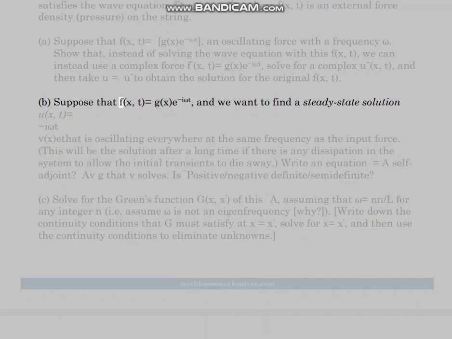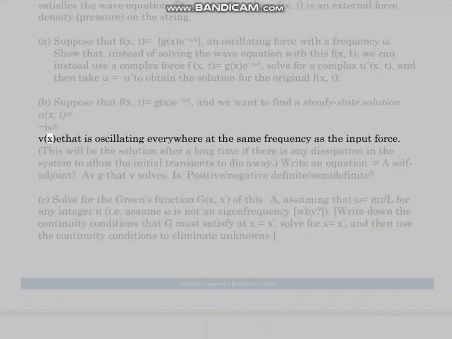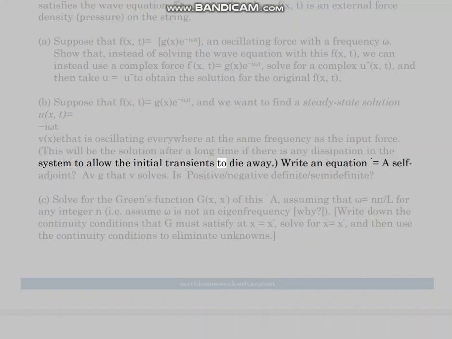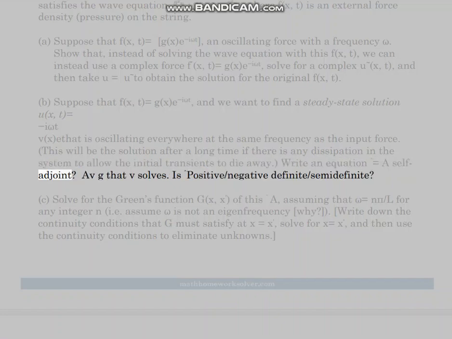B. Suppose that f(x,t) equals g(x)e^(−iωt), and we want to find a steady-state solution u(x,t) equals e^(−iωt)v(x), oscillating everywhere at the same frequency as the input force. This will be the solution after a long time if there is any dissipation in the system to allow the initial transients to die away. Write an equation Av equals g that v solves. Is A self-adjoint? Is it positive or negative definite or semi-definite?